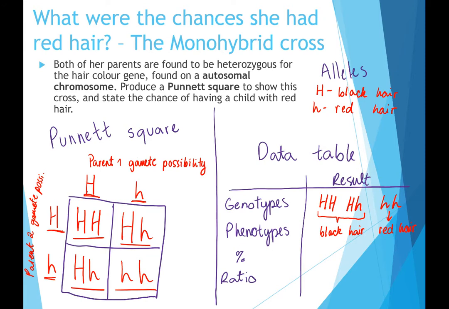Okay? So, in terms of percentages, we've got 3/4 or 75% having black hair, and a last quarter or 25% having red hair. Okay. The last thing that we're going to talk about is the ratio. The ratio in terms of the monohybrid cross is very, very simple. In this case, we have 3 with black hair, 1 with red hair. I'm generally going to ask you for percentage, but you might find some questions that do ask about ratios.